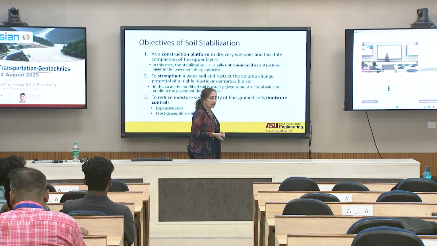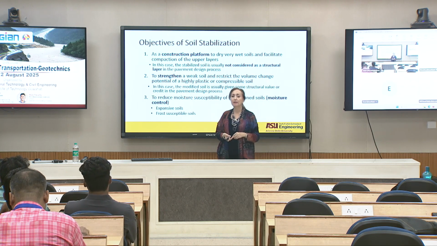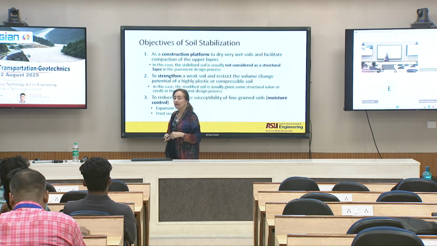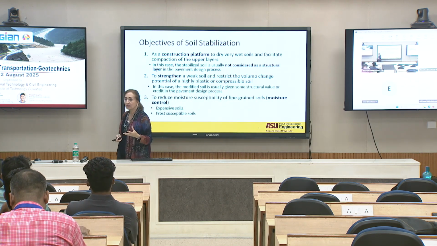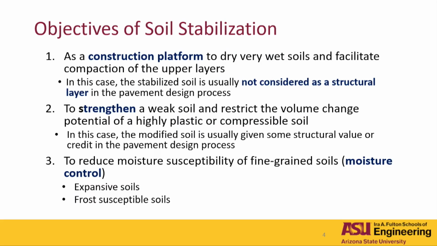The second will be to strengthen a weak soil and restrict the volume change of highly plastic materials, right? In this case, the modified material is usually given some structural value in the design procedures. And the third one would be to reduce the moisture susceptibility, right? So that's what we do with expansive soils and frost susceptible soils.